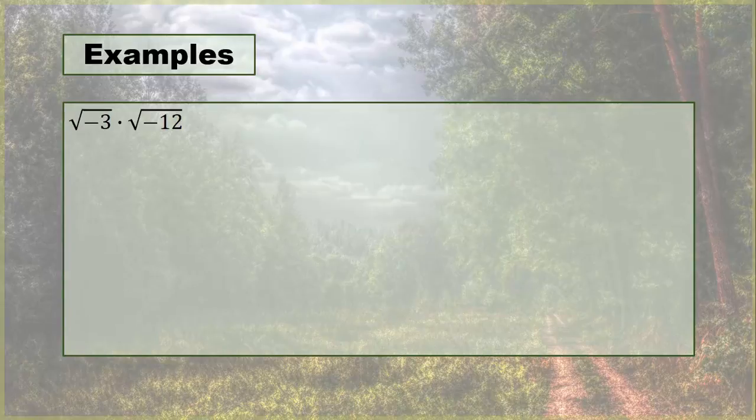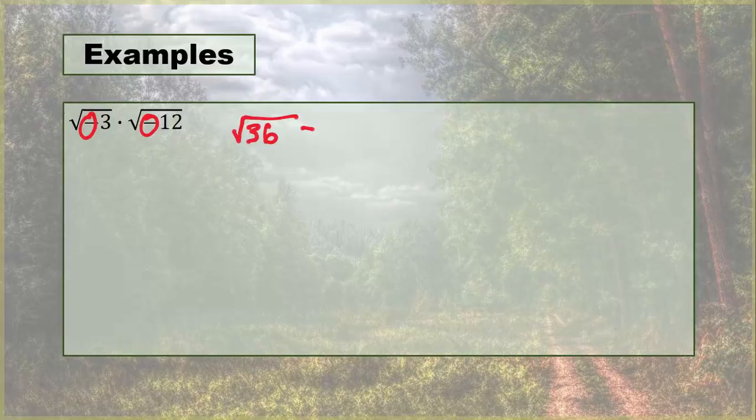If you were to take and just multiply them both because they're radicals, you would have a negative times a negative, which is positive. You would get the square root of positive 36, which is 6. But that is not correct. You have to pull the i's out first.